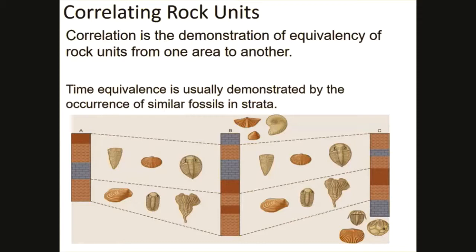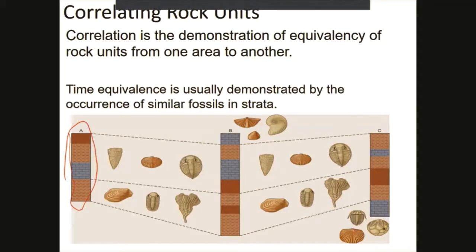Let's say, for example, these sedimentary rocks here at location A. We know the age of those rocks. And say this rock here, it contains these fossils in them. Well, location B and C, we don't know the ages of those rocks. But we know that these rocks at location B, they have the same fossils as the rocks at location A of known age. What that allows us to do is to correlate these rock units together in time.